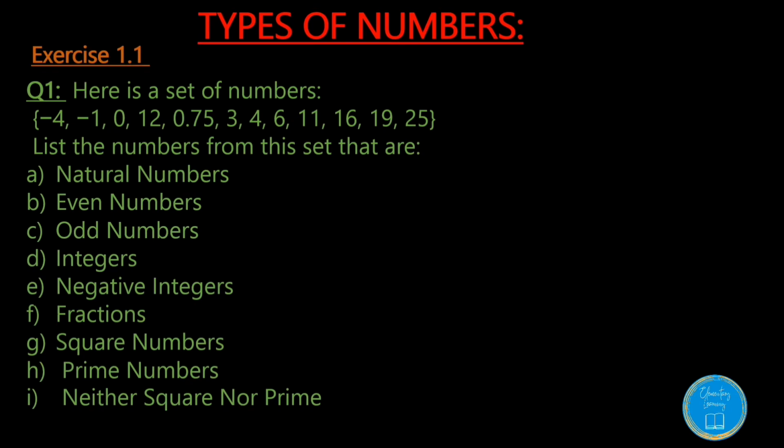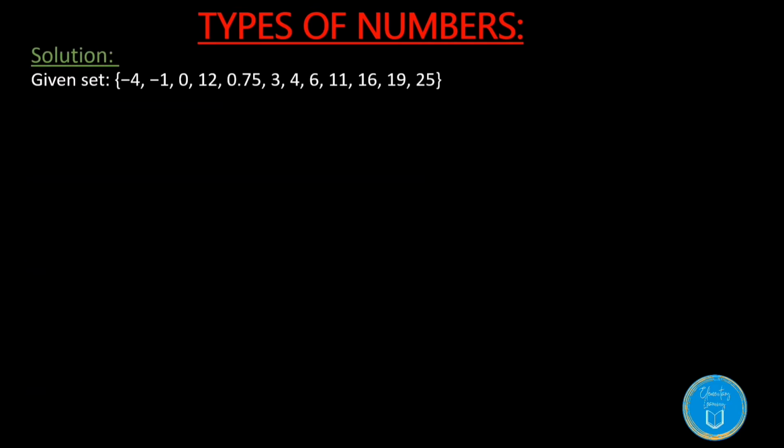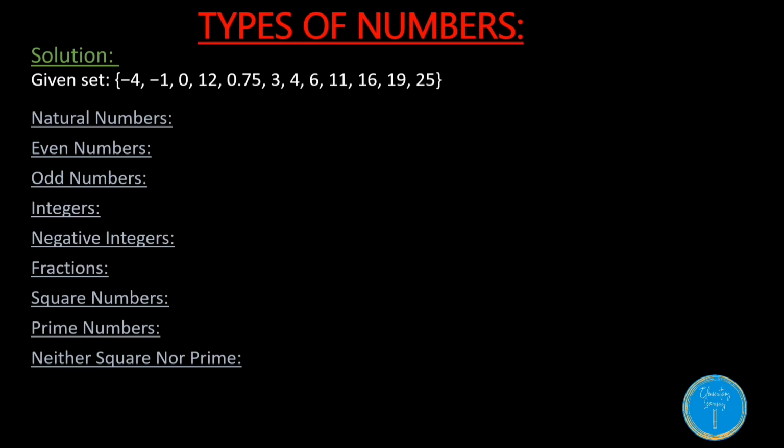In this question, we have to sort out natural numbers, even numbers, odd numbers, integers, negative integers, fractions, square numbers, prime numbers, and the numbers which are neither prime nor square numbers from the given set of numbers. So, the natural numbers from this set are 12, 3, 4, 6, 11, 16, 19 and 25. Even numbers from this set are 12, 4, 6 and 16.